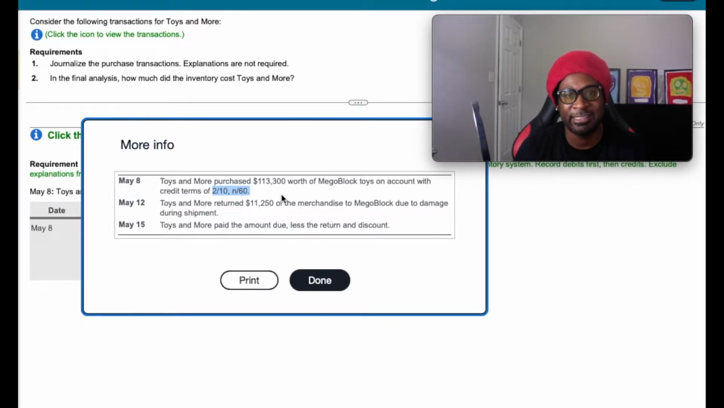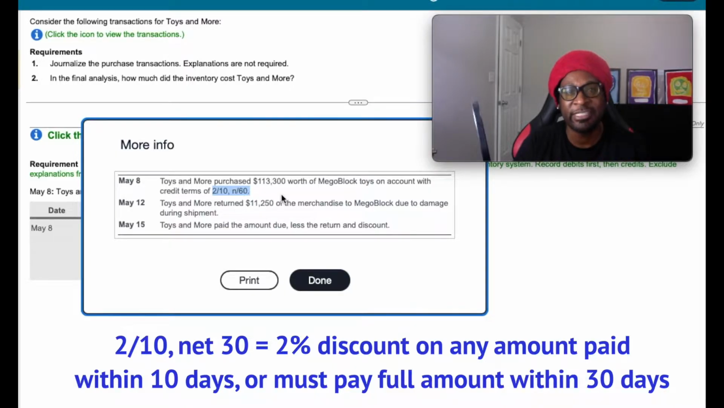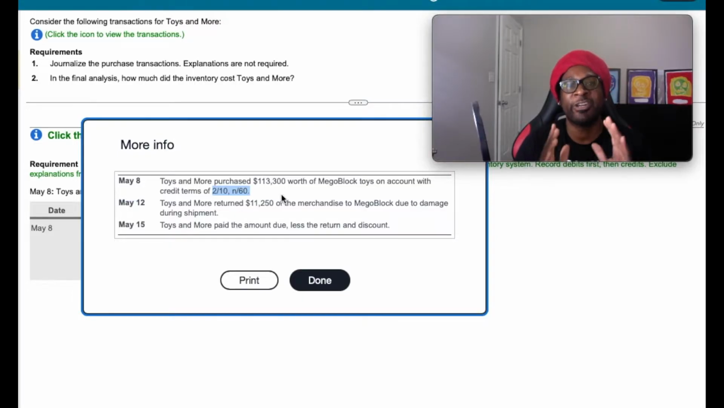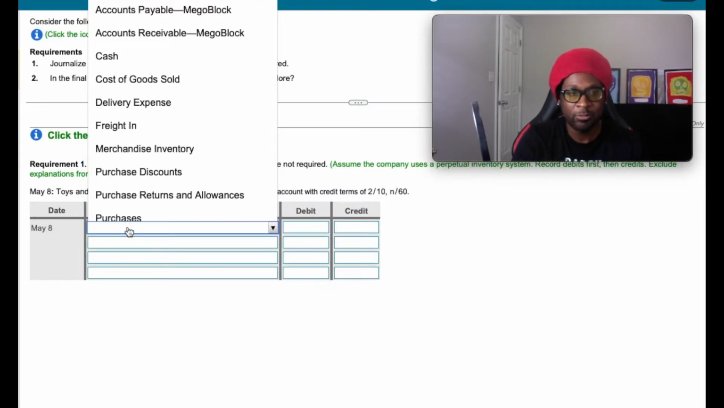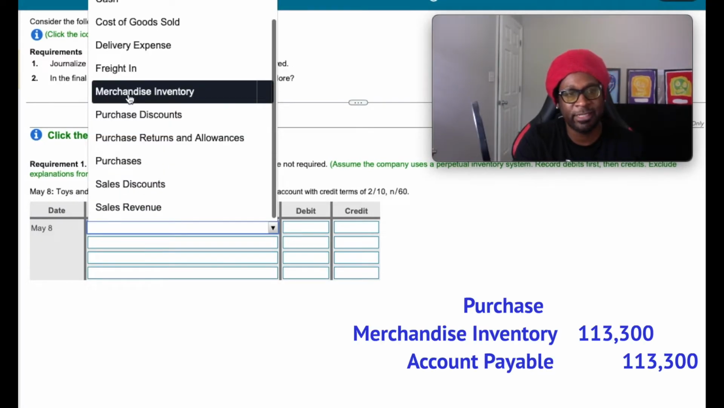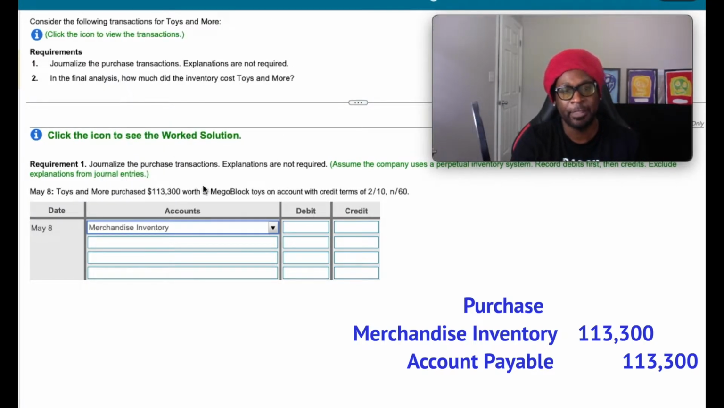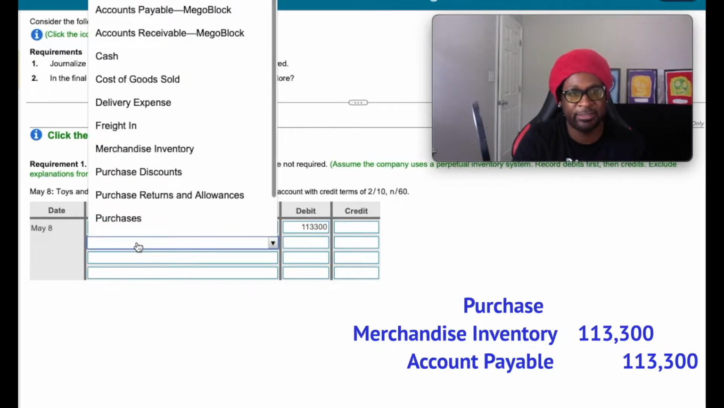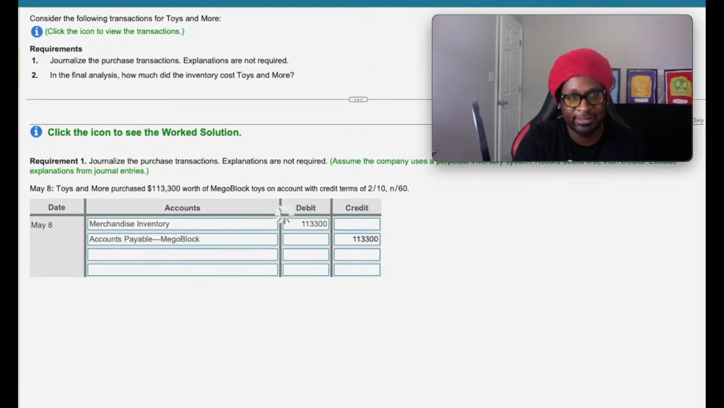Basically, this is telling us as the company that we will receive a 2% discount if we pay within 10 days from May 8th, or we have to pay the entire amount within 60 days from May 8th. And so right now we're just recording the purchase on account. We know how to record that again. We're going to directly increase our inventory through a debit for the $113,300, and we are going to credit accounts payable. We're going to check the answer.